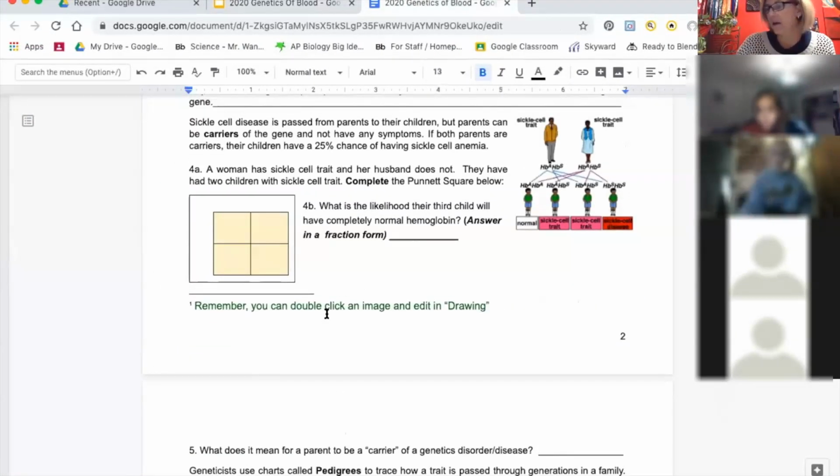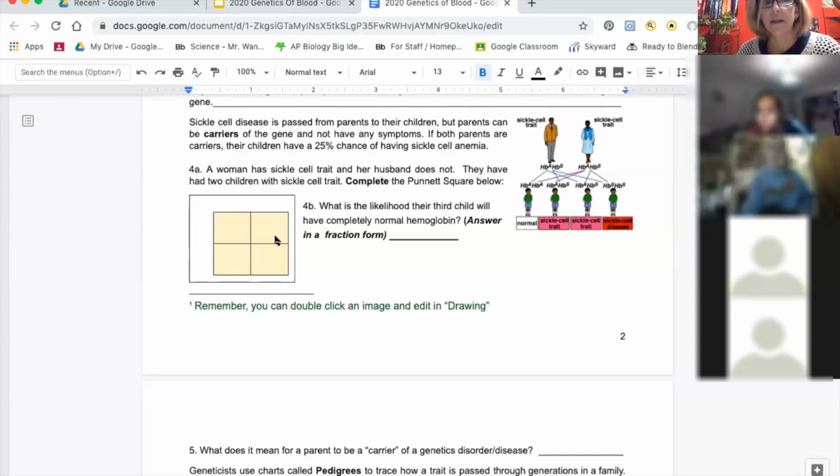So a couple people had trouble working with these diagrams or this picture, so I thought I would help you. So the woman has sickle cell trait. Does that mean she's homozygous or heterozygous? Sickle cell trait. Remember, disease is homozygous and trait is heterozygous. So it's saying that she's heterozygous and her husband is not. I maybe needed more words in that. It really means he has totally normal genes.